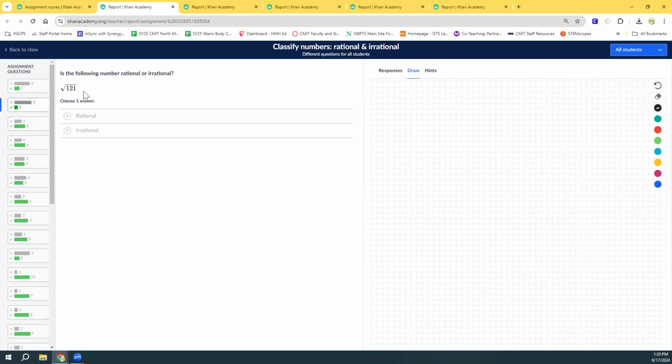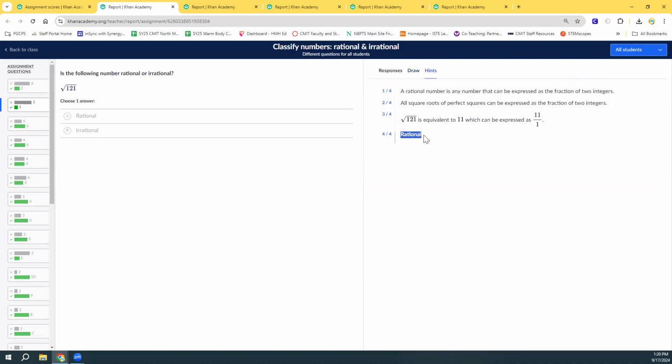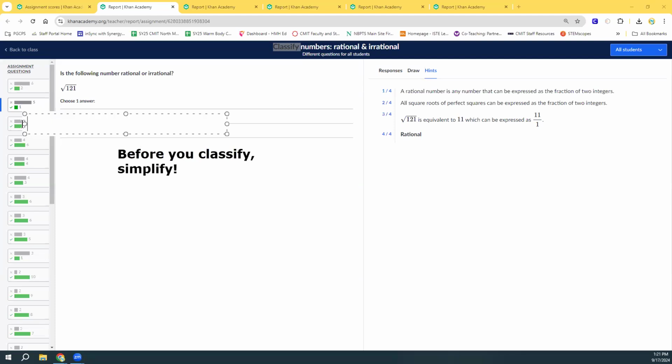Next. Now look at this. What is the square root of 121? It's 11. So you can see it's rational. So before you classify, simplify. Let's write that down. Before you classify, simplify. Yeah, I can save you a big headache. Let's do one more.